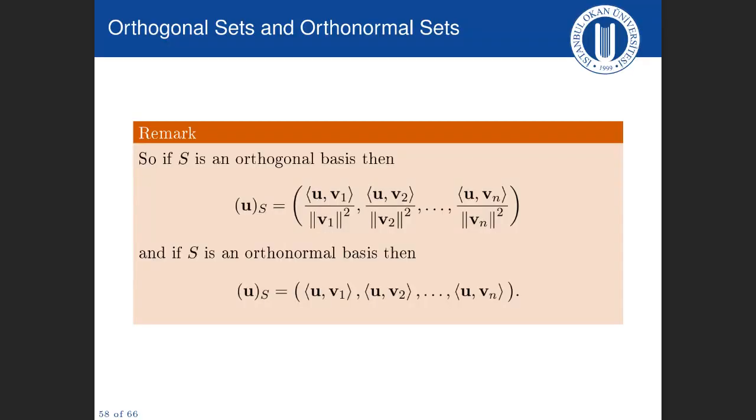So if we have an orthogonal basis or an orthonormal basis, then it's quite easy to find the coordinates of U relative to S. For an orthogonal basis, the coordinates look like this. The inner product of U and V1 over the norm of V1 squared, and then the inner product of U and V2 over the norm of V2 squared, etc., etc. If we have an orthonormal basis, if all of our basis vectors are unit vectors, then it's even easier. It's just the inner product of U and V1, comma, the inner product of U and V2, comma, etc.